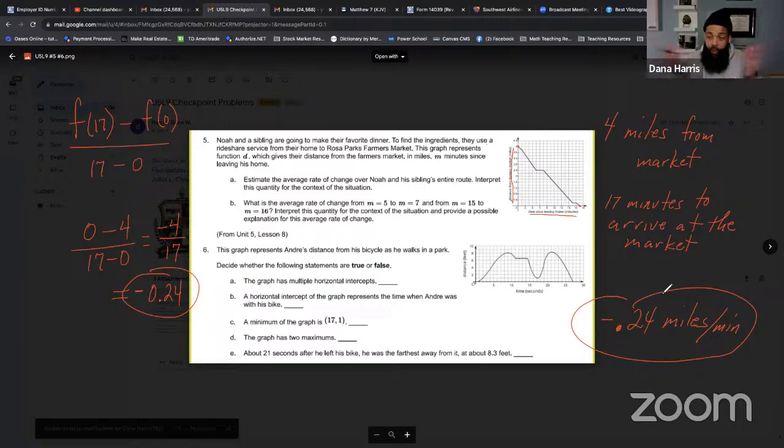That should make the negative make sense, because they're driving towards the market, right? So the distance from the market should reduce. It should get lower and lower the longer that they ride in the Lyft or the Uber. Okay, so that's part A.